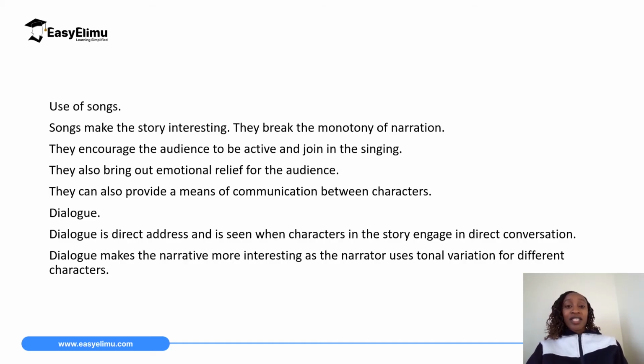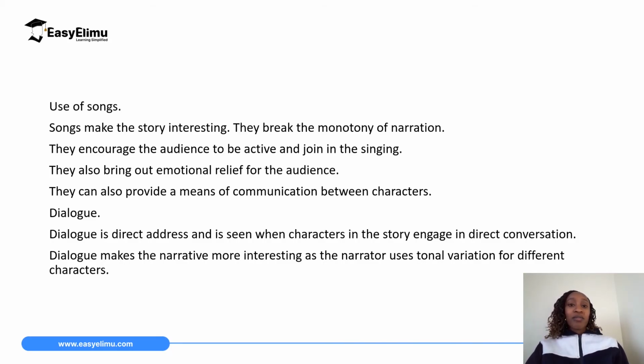Another device used in oral narratives is dialogue. Dialogue is direct communication of two characters or more. And it makes the narrative more interesting, because if you're narrating a story and you want to maybe bring in a dialogue between two people or two characters, as a narrator, you're going to change your voice when you're talking. When you're quoting character one and character two, there will be tonal variation for the different characters, and that makes the story interesting and it makes it more relatable.